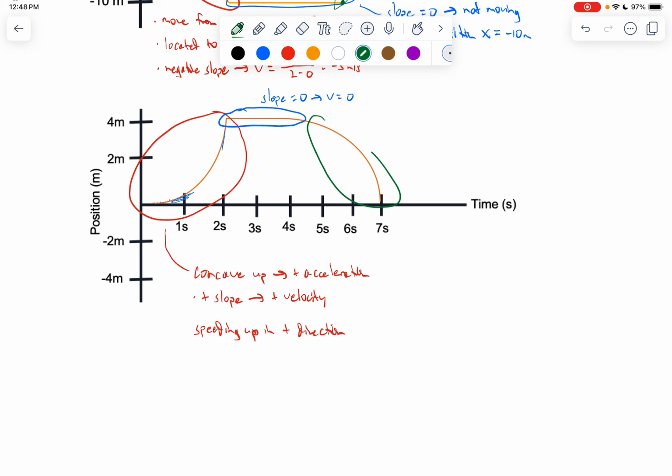And then for our last region, this is going to be our concave down region. So concave down means we're going to have a negative acceleration. We also are going to have a negative slope here. Our negative slope means that we're going to be moving with a negative velocity. We're going backwards, back to the left towards the origin.